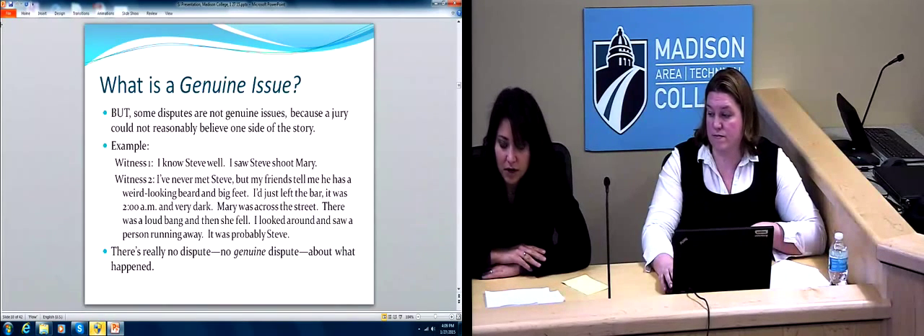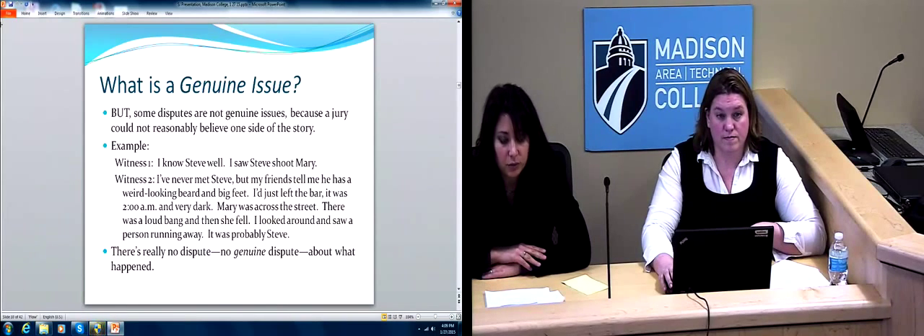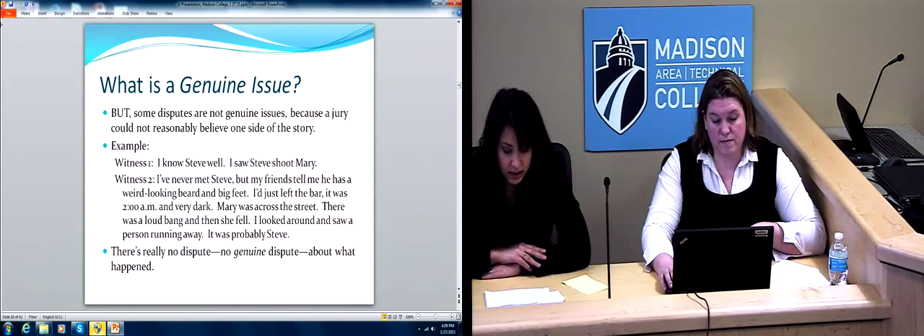But some disputes are not genuine issues because a jury would not reasonably believe one side of the story. Here's an example. Witness 1: I know Steve well. I saw Steve shoot Mary. Witness 2 gets up and says, I never met Steve, but my friends tell me he has a weird-looking beard and big feet. I just left the bar. It was 2 a.m. and very dark. Mary was across the street. There was a loud bang and she fell. I looked around and saw a person running away. It was probably Steve. There's no dispute here.